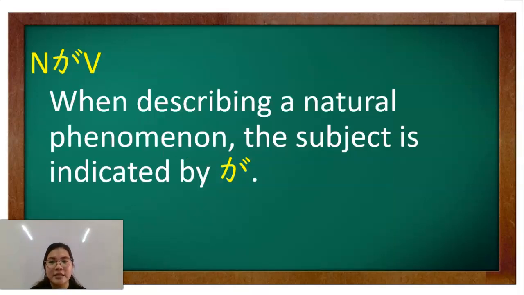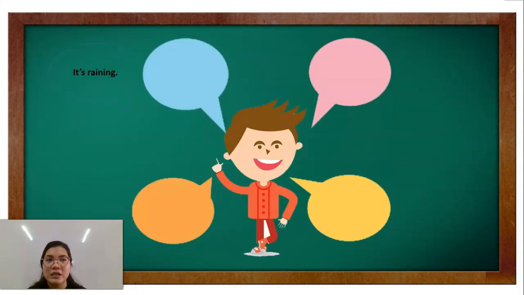Okay? Next sentence pattern is noun ga verb. When describing a natural phenomenon, the subject is indicated by ga. If the verb is something happening through nature, we use particle ga. For example, it's raining. Since rain is a natural phenomenon, that would be ame ga futte imasu. Ame is rain. Futte imasu is the verb for raining.